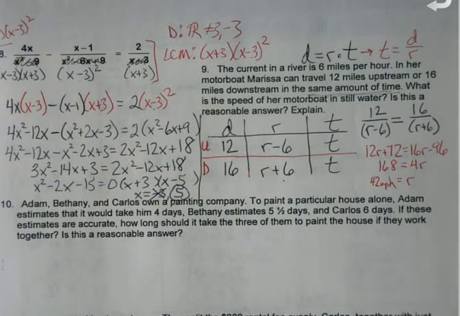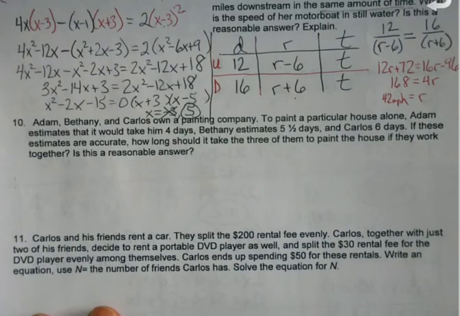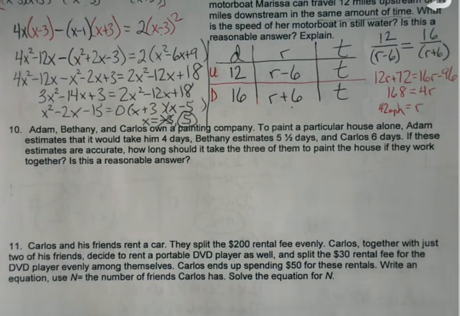The other one that shows up quite a bit is going to be work problems. Adam, Bethany, and Carlos own a painting company. To paint a particular house alone, Adam would take 4 days, Bethany would take 5.5 days, Carlos would take 6 days. If these estimates are accurate, how long would it take the three of them to paint the house if they work together? Now there's a form to how these work, and here's how this goes.